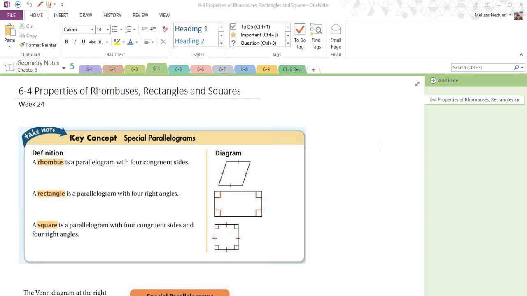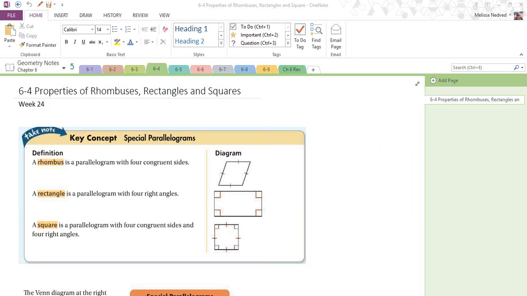All right, with chapter 6-4, we're going to look at the properties of rhombuses, rectangles, and squares. So we're actually going to start by defining those three terms. And then just like with sections 2 and 3, we talked about properties of parallelograms, and then we turned it around and said, if these things are true, then it's a parallelogram. We're going to do the same thing with sections 4 and 5.